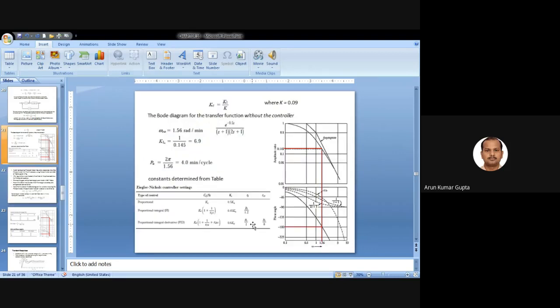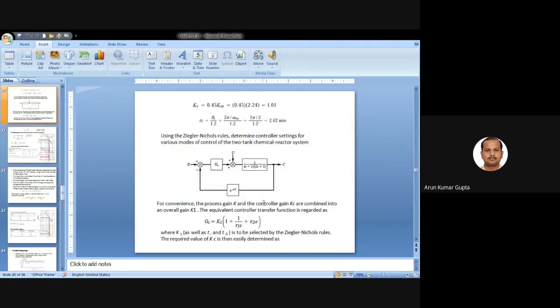Okay, let me just go through it. There are a few important points we can discuss. So we have one more example where they have given the process and the transportation lag. This is e to the power minus s by 2. Okay, so we have these two.